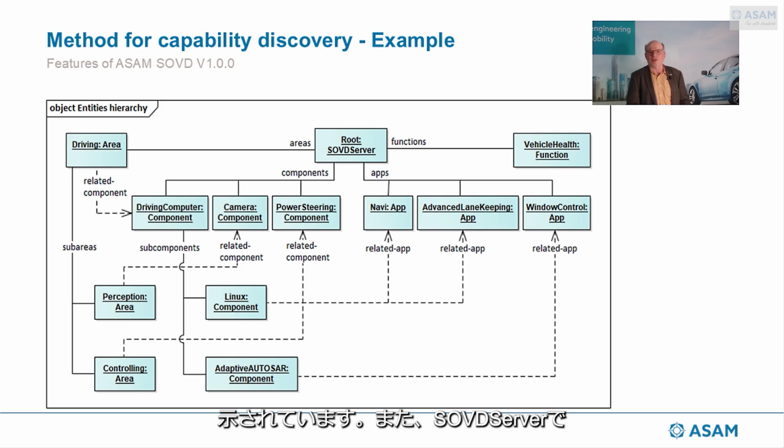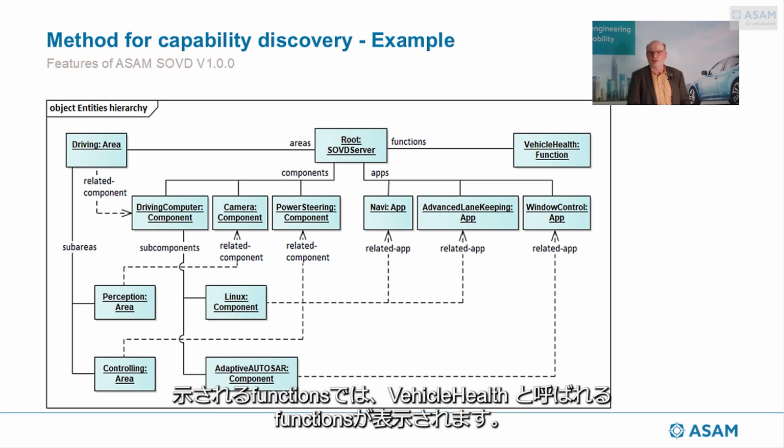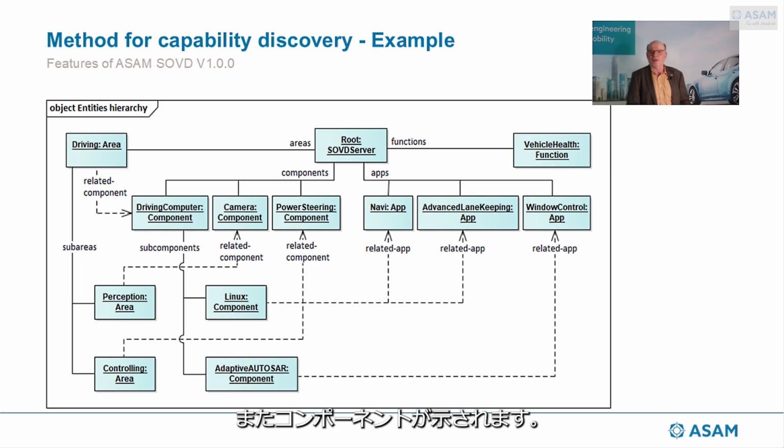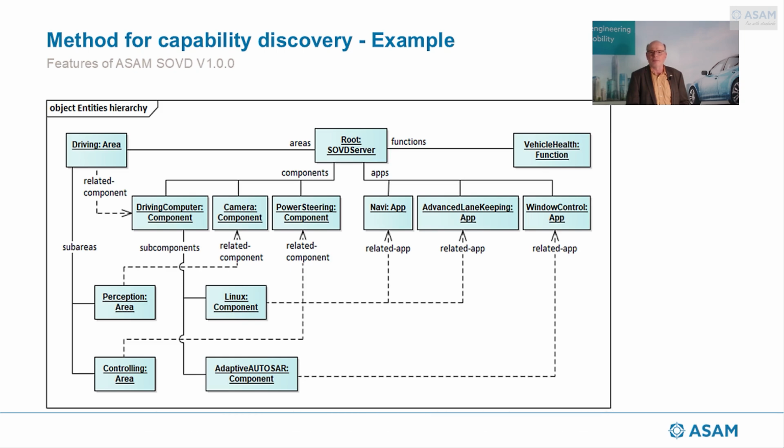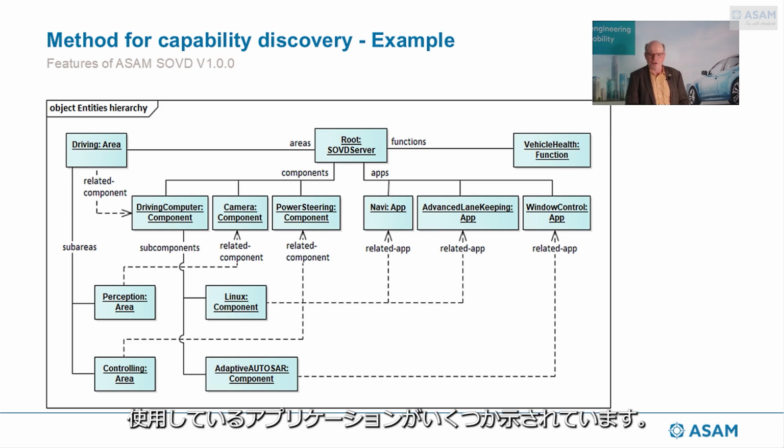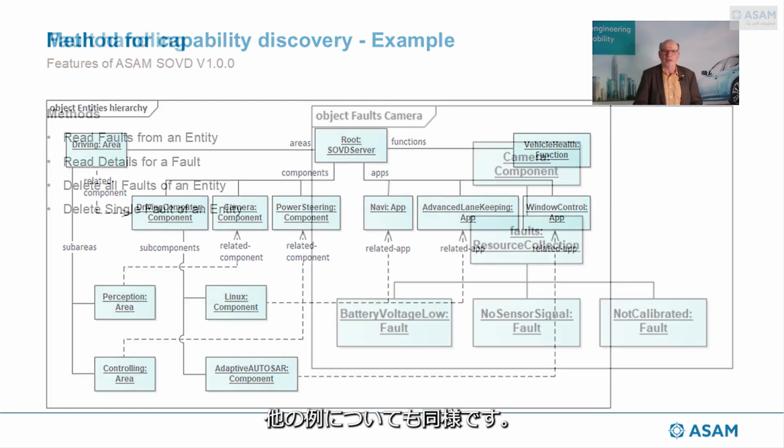You see here the server. You see a functionality which is called vehicle. Here you see here components. We have here driving computer, camera, and power steering. We have some applications which we use then also for the other examples.